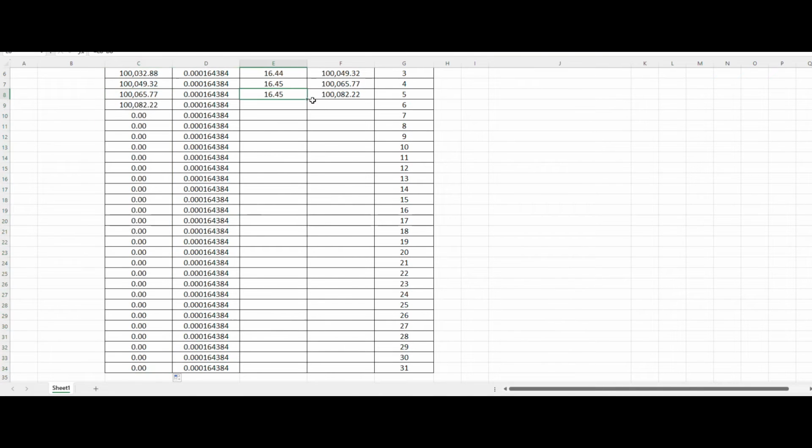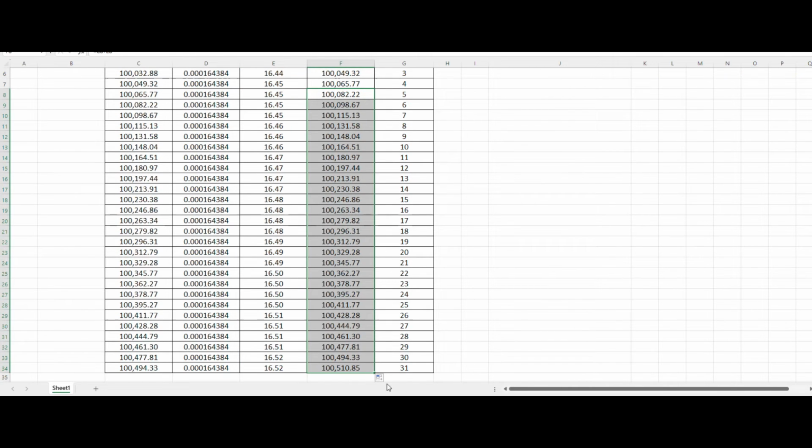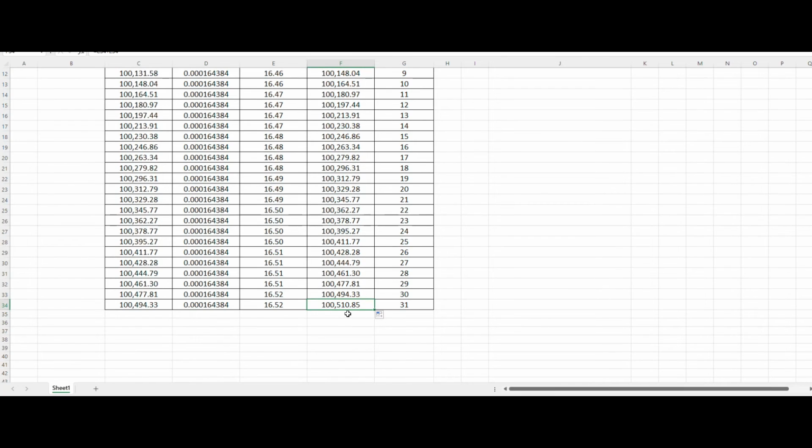So after 1 month, we just need to drag this down. After 31 days, your money becomes 100,510.85 pesos. So therefore, the interest in 31 days is 510.85 pesos. Then if you continue after 1 year, it is the same process.